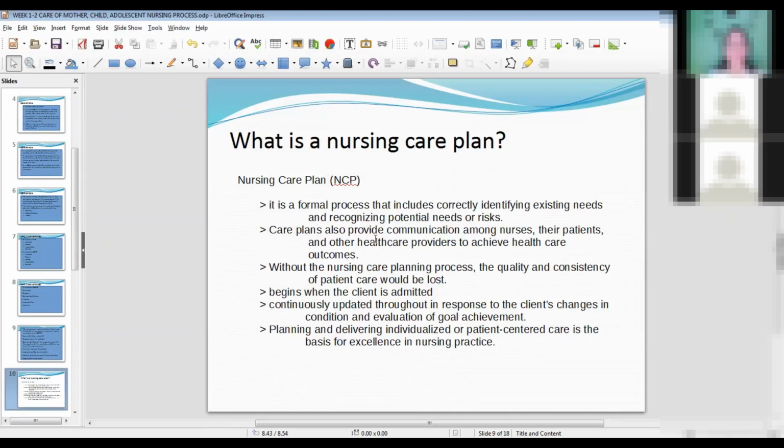Okay, so this begins when the client is admitted. So whether in the clinic or in the hospital, planning begins as soon as the patient arrives in the facility or agency. And then it is continuously updated in response to the client's changes in condition and evaluation of goal achievement. That is why we have the evaluation. This is for us to be able to know whether yung interventions natin is effective for our patient.